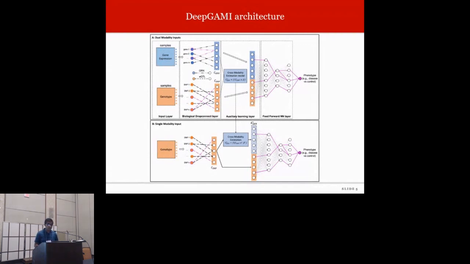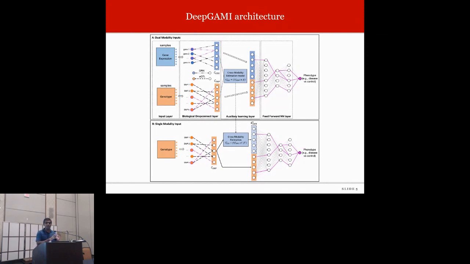In the first layer, which we call the biological drop connect layer, we introduce biology into the model itself, for example gene regulatory networks and eQTLs. We want to let the model know that we are guiding it: you learn the weights on your own, but this is where you have to go. The second part is the auxiliary learning layer, where we estimate one modality from the other.